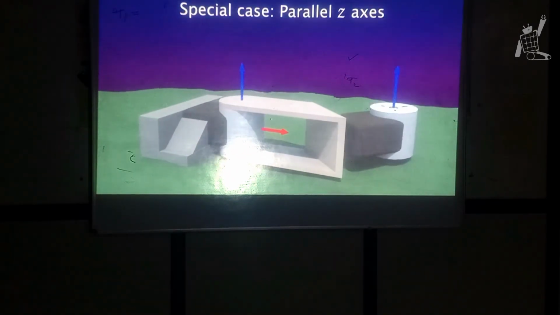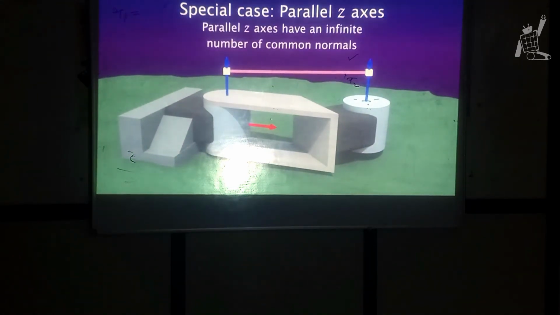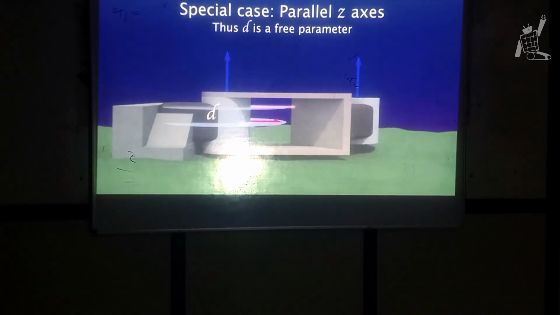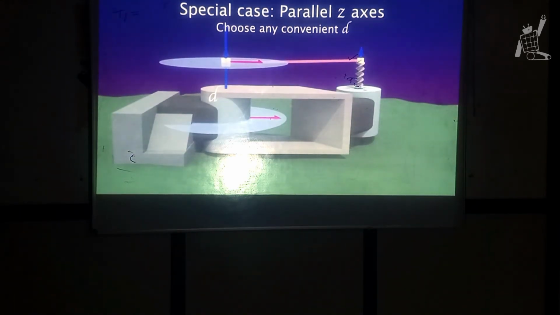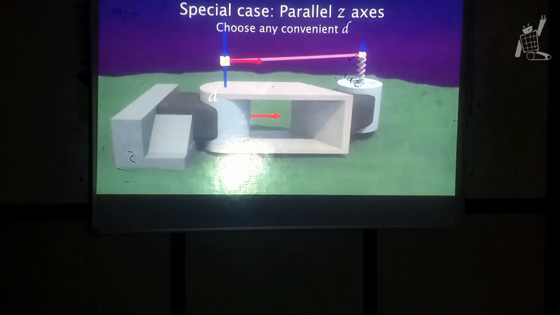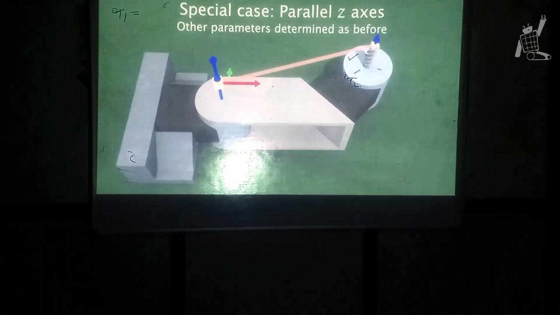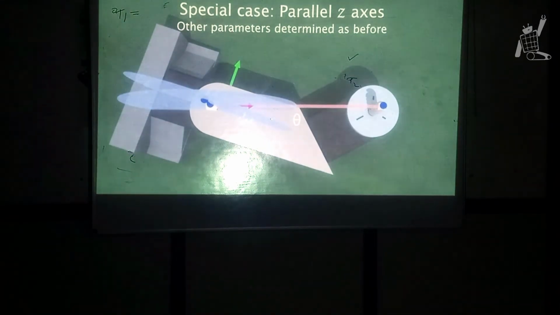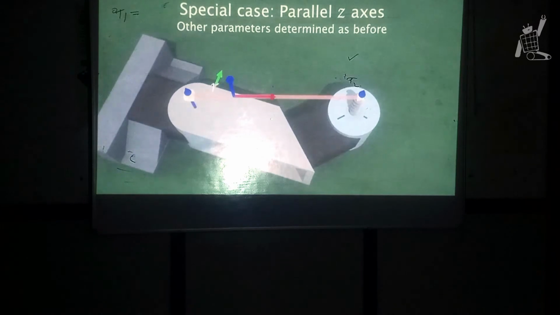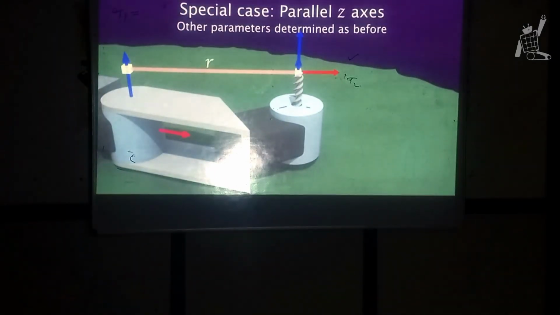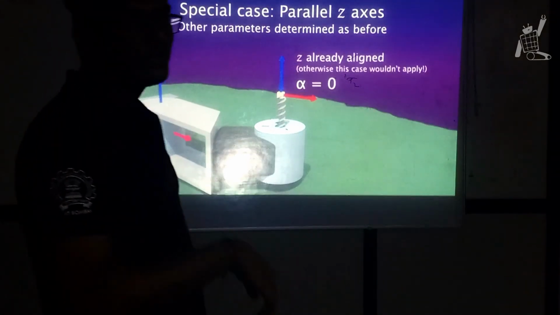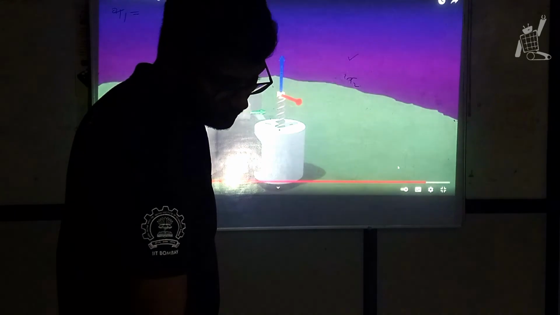Now there's one special case, when the z-axes are parallel. Because parallel lines have an infinite number of common normals, you can choose any d value you like in order to place the new origin at a convenient location, such as the center of a link or the tip of an end effector. The other parameters are the same as before. Theta rotates about z to align the x-axis with the normal. Then r translates out along the normal to reach the new origin. Alpha is already known to be 0 in this case, since the z-axes must be parallel for this to apply, thus no rotation is needed.